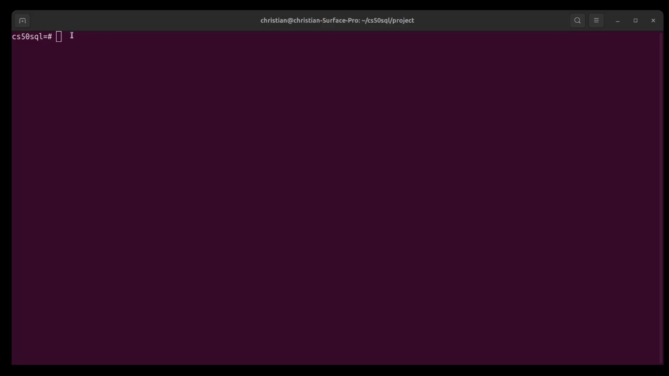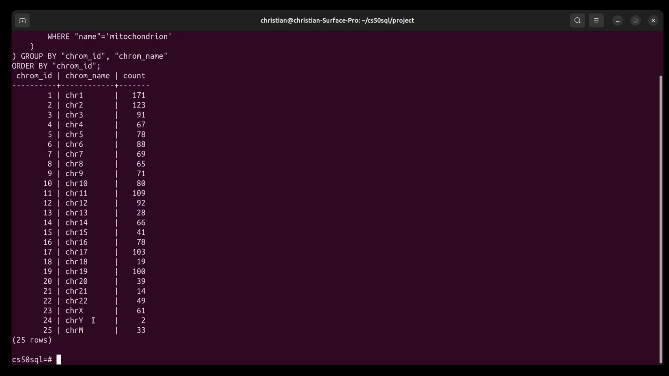And where are genes located which are involved in mitochondria? All of the chromosomes carry genes which are involved in mitochondria, and only 33 of them are on the chromosome of the mitochondria themselves.